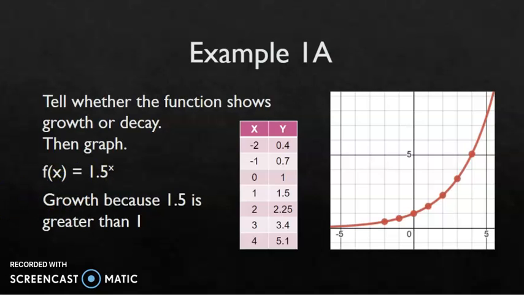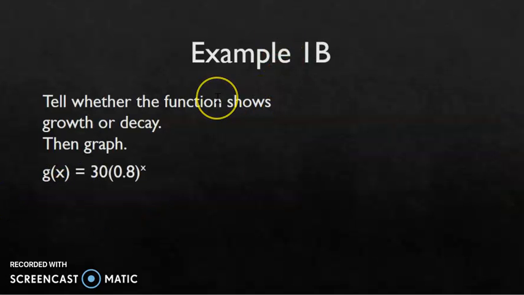Let's take a look at another graph. Okay, so again, we have the same directions. It says tell whether the function shows growth or decay, and then graph. Now look at how they've written this function. It's 30 times 0.8 to the x power. Notice the x power is on the 0.8, not the 30. So this is a decay function because 0.8 is less than 1.